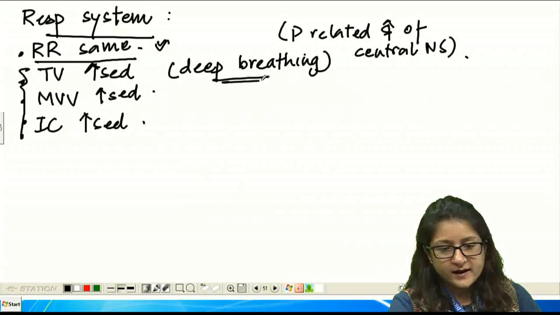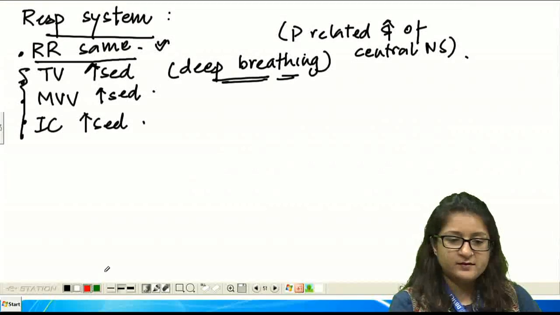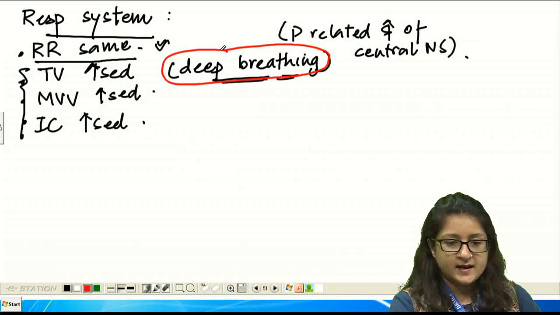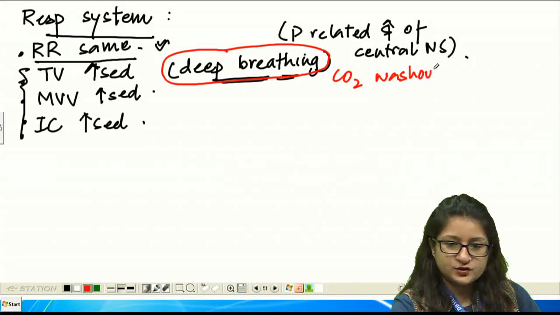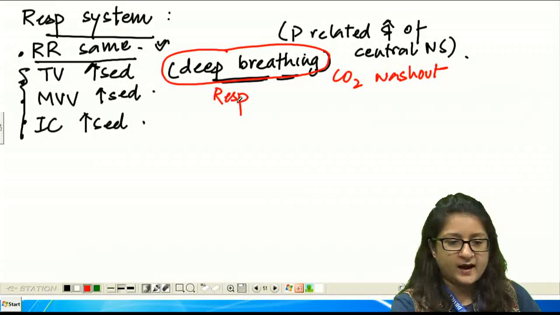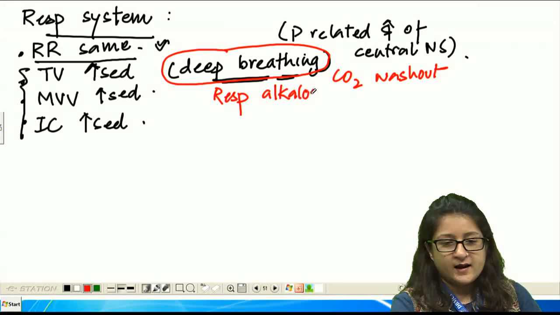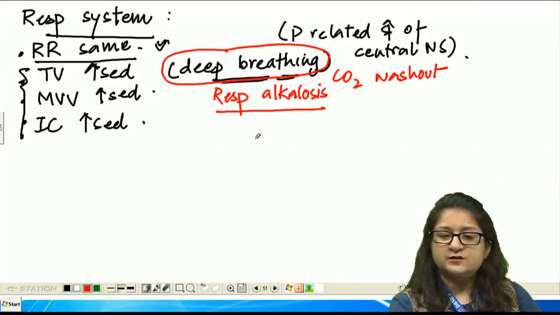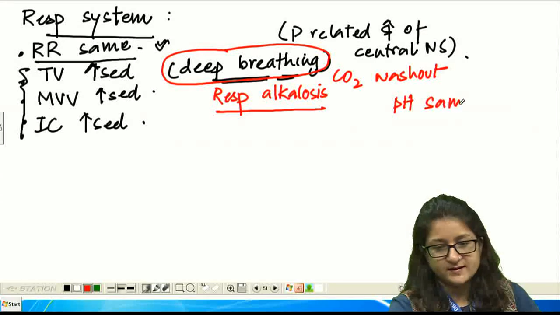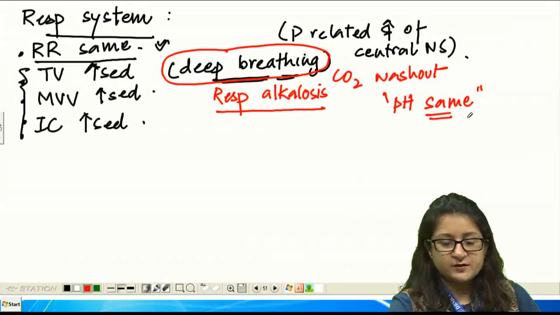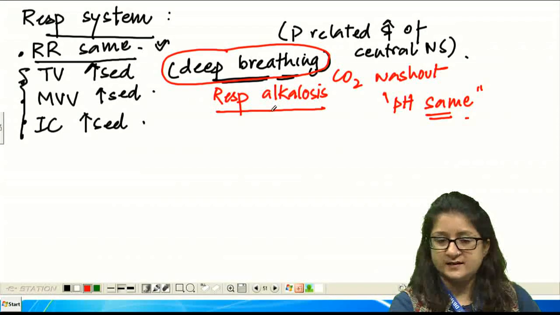Now whenever we are breathing deep, what happens? Whenever there is deep breathing, there is carbon dioxide washout. So carbon dioxide washout leads to respiratory alkalosis. Right? Now in spite of this respiratory alkalosis, remember that the pH of the blood remains the same. So pH remains the same means that this respiratory alkalosis is compensated.